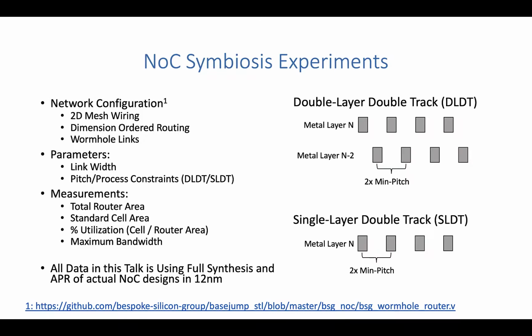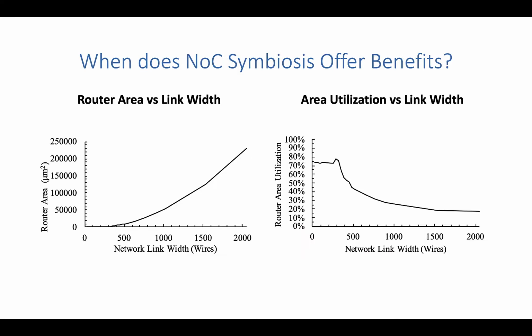All data in this talk is using full synthesis and automated place and route of actual NoC designs in 12 nanometers. Specifically, we use the source code on GitHub that we use for designs in Black Parrot and Hammerblade, shown at the link below. When does NoC Symbiosis offer benefits?